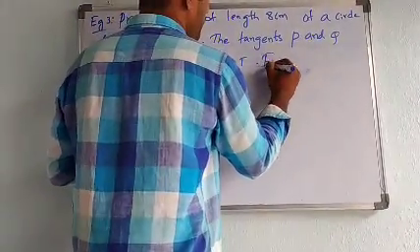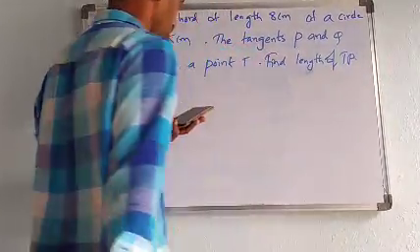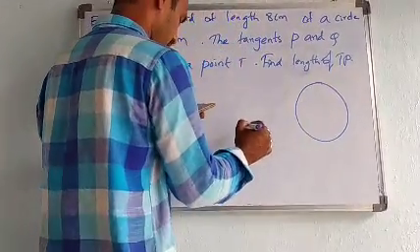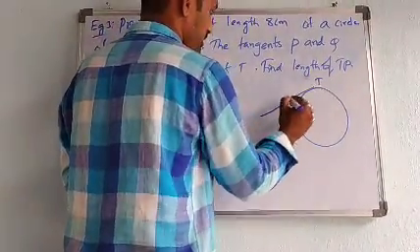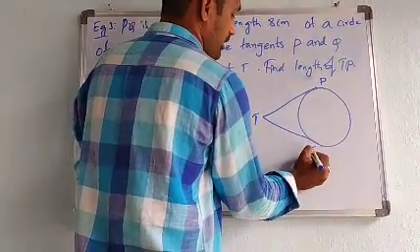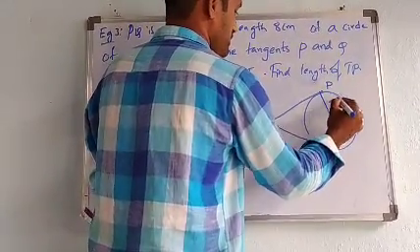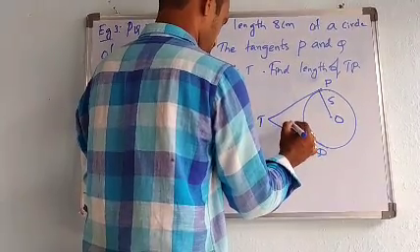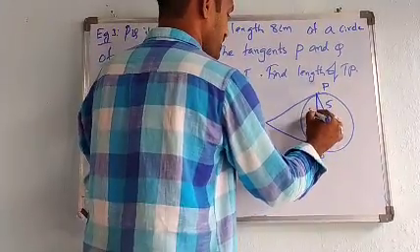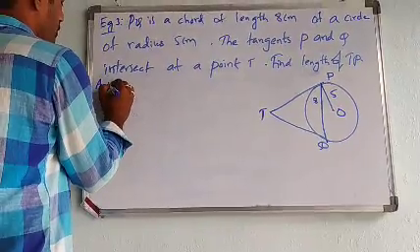So find the length of TP. The figure is already there in the question. This is the circle. Here is P. T is the external point. And here it is Q. Center O. From here it is 5 centimeters. So there is a chord which is of 8 centimeters. Okay, let us start doing the answer now.